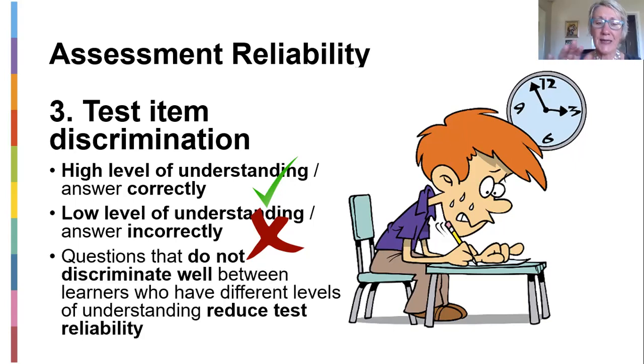So you need questions that can discriminate well. If they do not discriminate well, learners who have different levels of understanding will show that the test is not very reliable. Students who know their work must be able to answer correctly, and students who don't understand their work must get it wrong. So they need to know the difference. You mustn't have your questions so close in meaning that they can't actually differentiate between what is right and what is wrong.